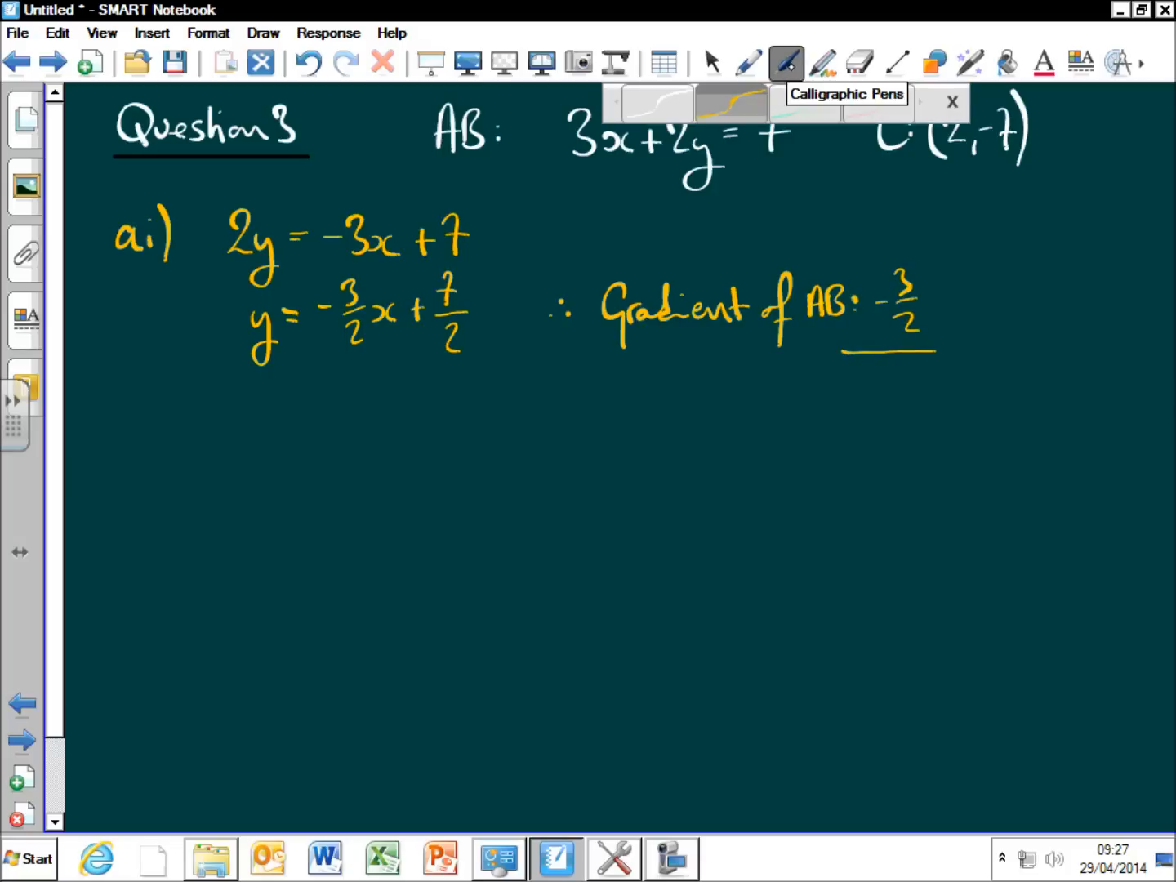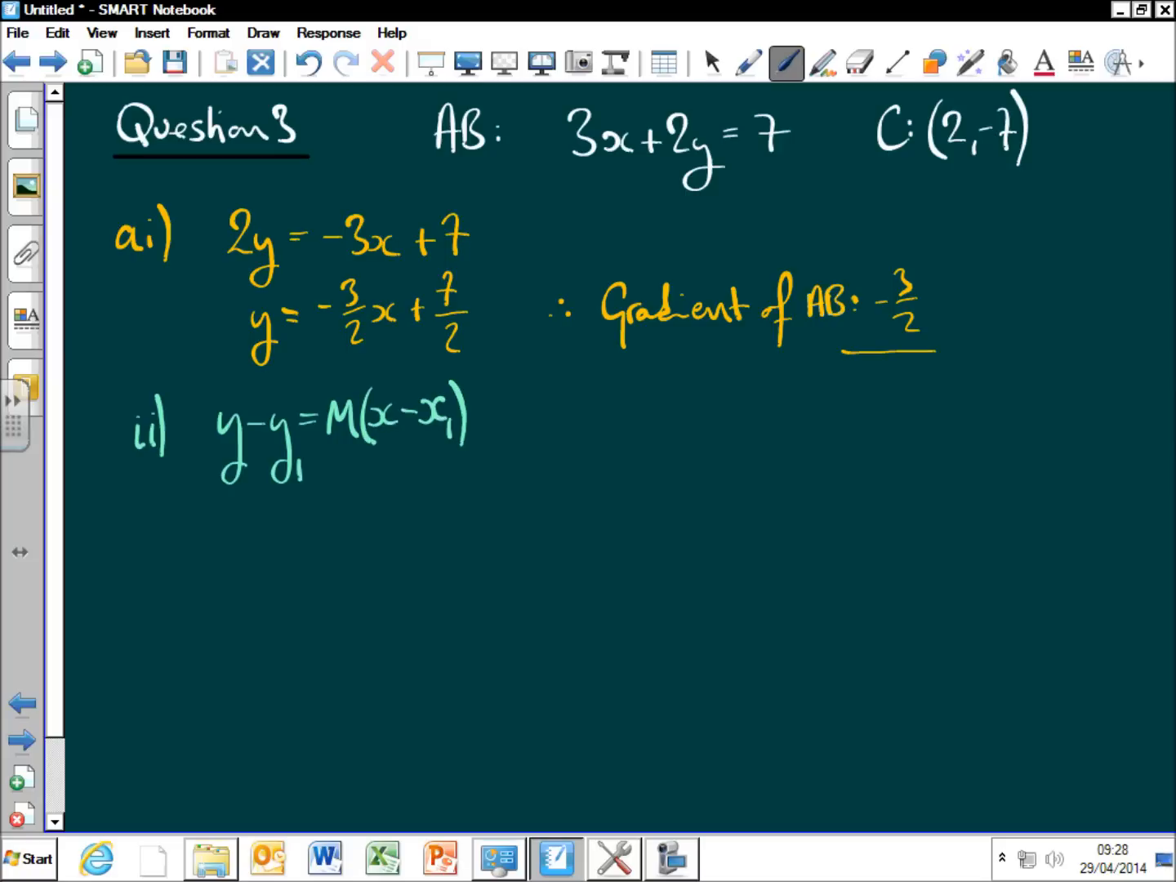For A part 2, it says the line which passes through C and which is parallel to AB crosses the y-axis at point D. Find the y-coordinate of D. So here we know that we have a line with the same gradient, and we also know that it passes through a certain point. So we're going to use this line equation that you should be familiar with. And I can substitute into there a coordinate that the line goes through and the gradient, and I should be able to get the equation of the line, and then from there find out where it crosses the axis.